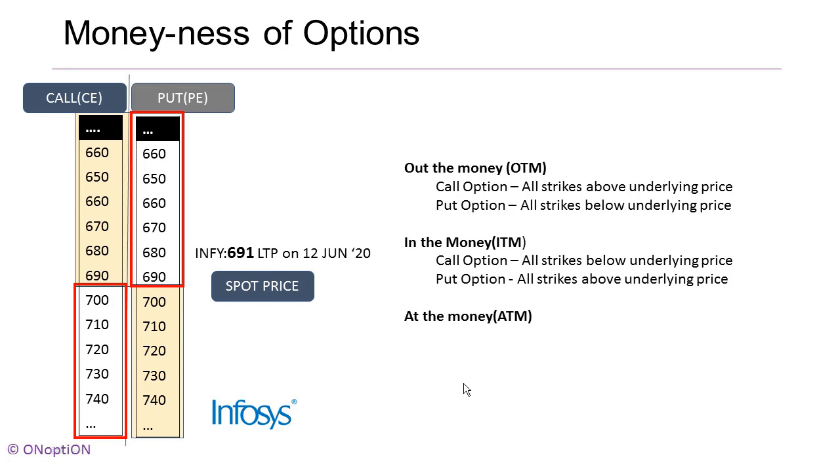What is at the money strike? Be it a call or a put option, whatever strike is closer to the underlying price. Right now the underlying price is 691. Whatever strike is closer to the underlying, be it a put or call option, is known as at the money strike. I hope this is clear.